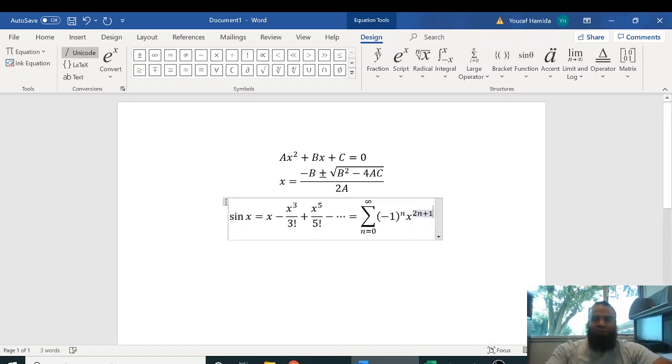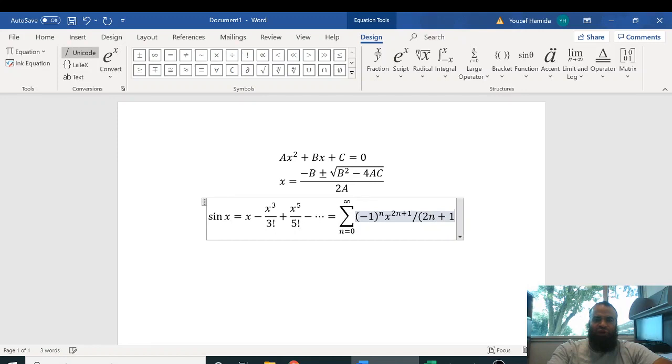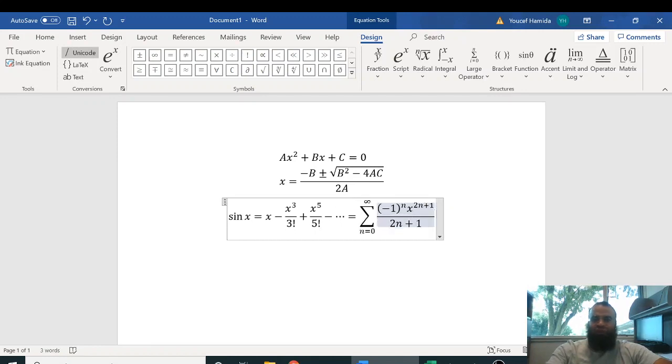plus 1, okay? And then I can use my right arrow just to be on the line here, and then divided by 2n plus 1, like so, and I can hit enter, and I get that, all right? If I don't want the 2n here, I can go like this. Let me just go backward a little bit.